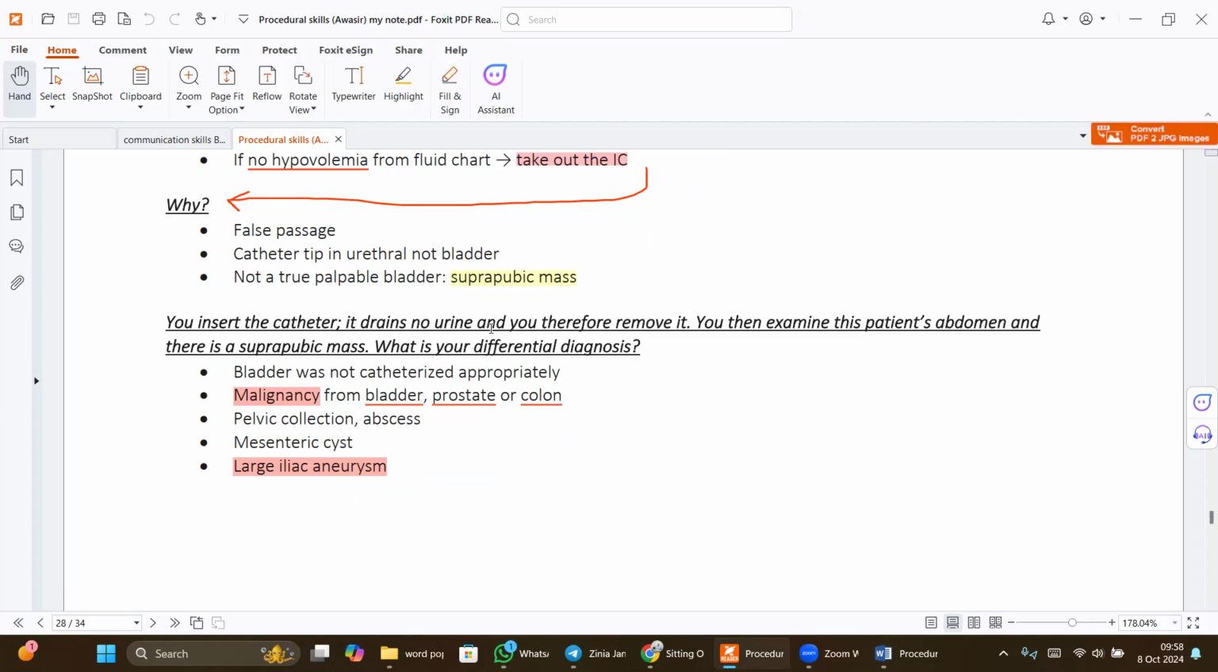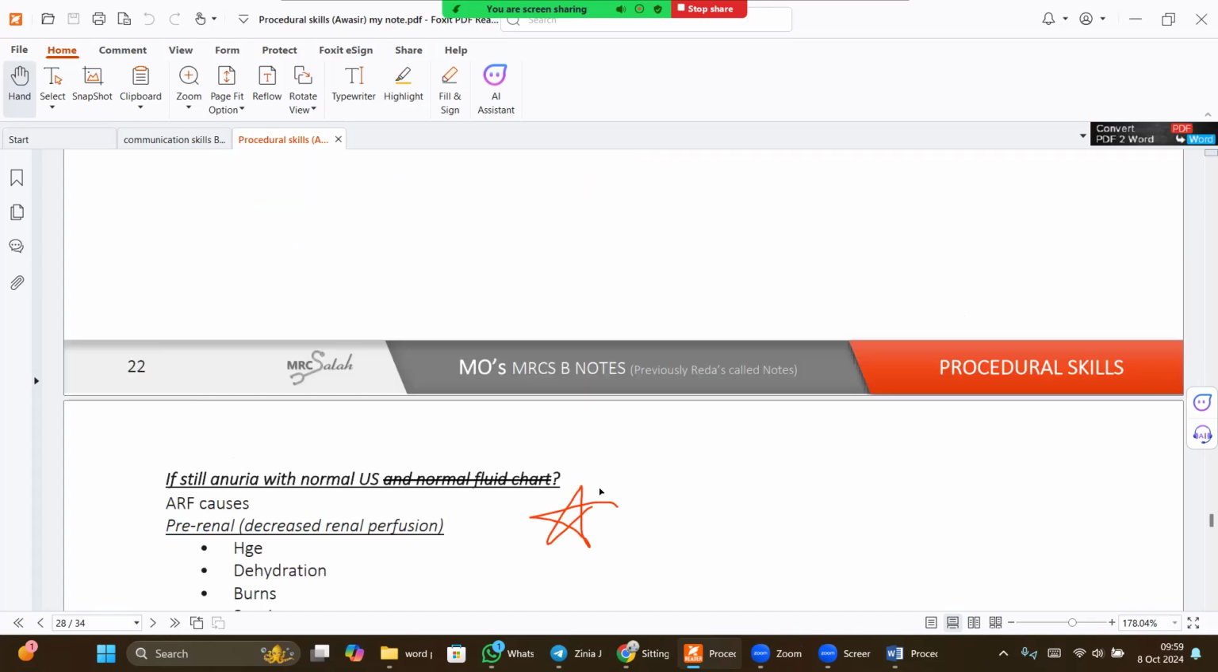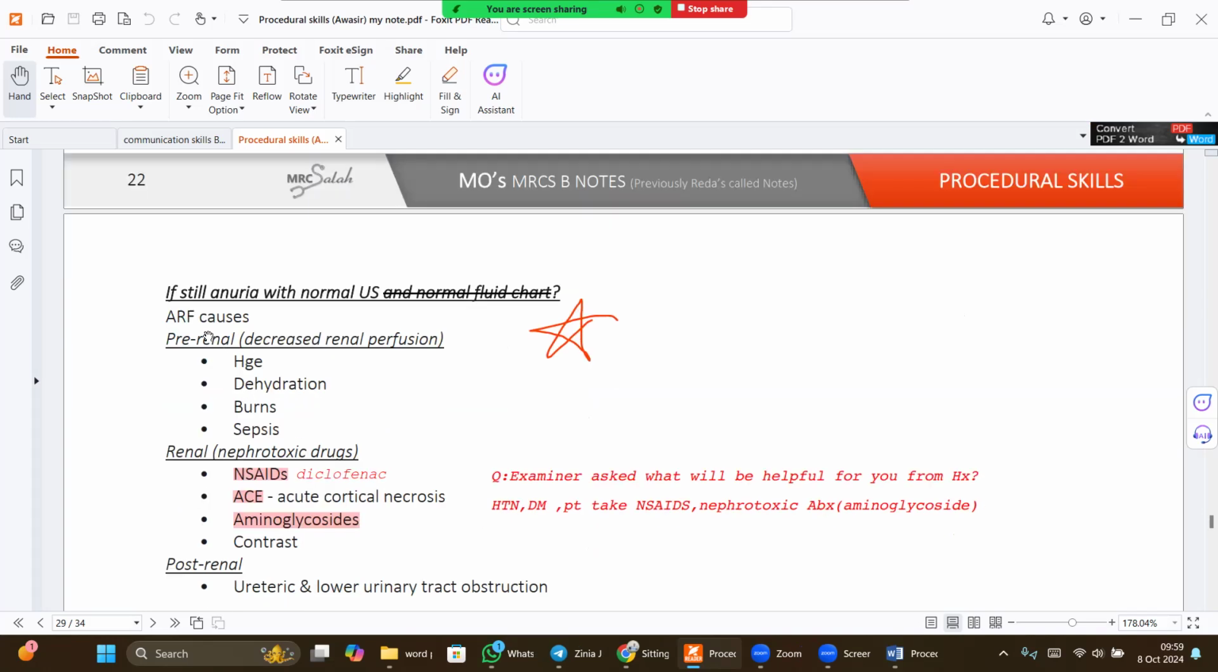It could be bladder mass, or the bladder was not catheterized appropriately. It could be malignancy from the bladder, prostate, or colon, and pelvic collection or abscess, mesenteric cyst, large iliac aneurysm. If it's still anuria with normal ultrasound and normal fluid chart, it could be due to acute renal failure.